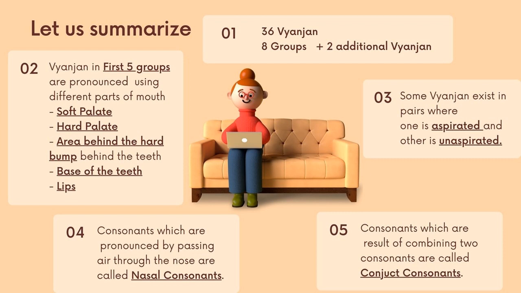Point number 4. Consonants which are pronounced by passing air through the nose are called nasal consonants. Point number 5. Consonants which are the result of combining two consonants are called conjunct consonants.